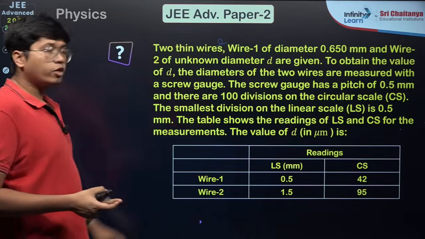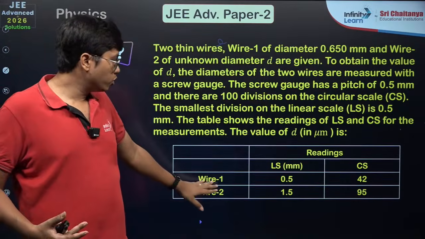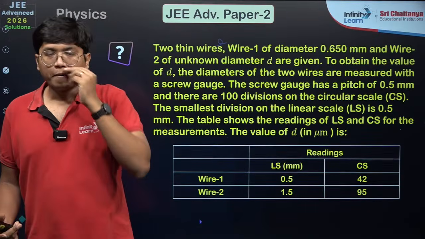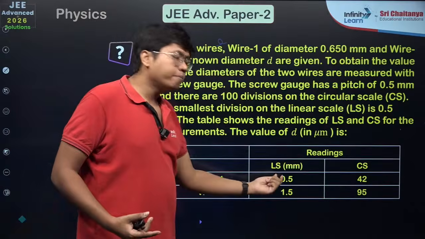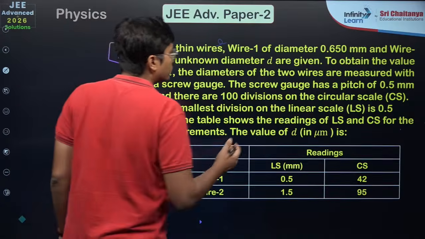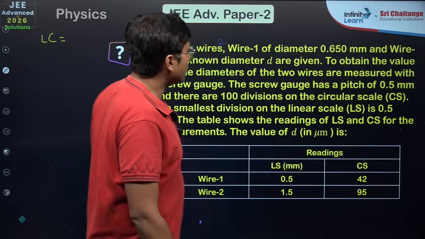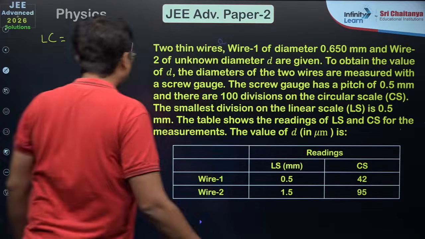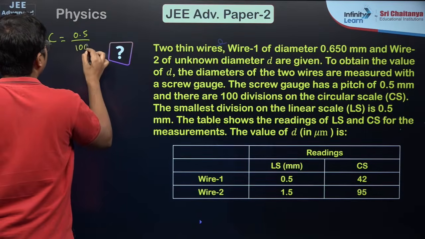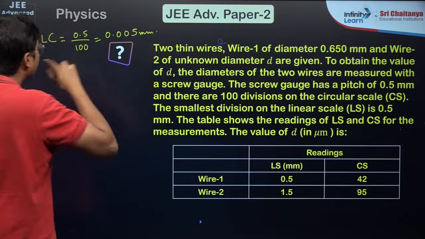Now basically it is given for two wires. Thing is, wire 1's actual diameter is already provided. So what is the use of this? The use of this is to try to get the zero error of this instrument. Because this is the true value. If we can get the measured value and the difference, I know the zero error. So first, what is the least count? Least count is pitch 0.5 divided by 100. 0.005 millimeter. Okay, we got it right.